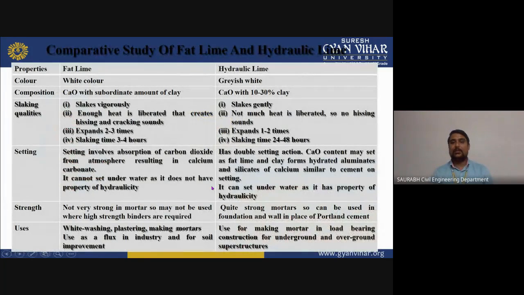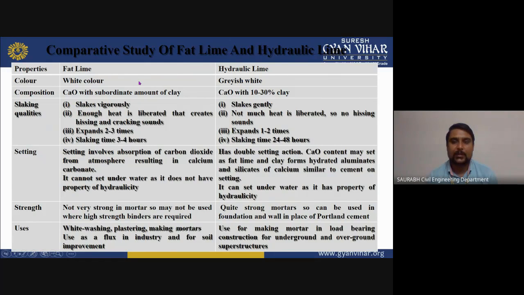Now we will see a comparative study of fat lime and hydraulic lime. Now you will see the properties. First, we will see the properties of fat lime and hydraulic lime.